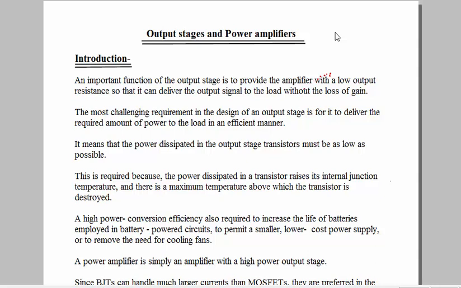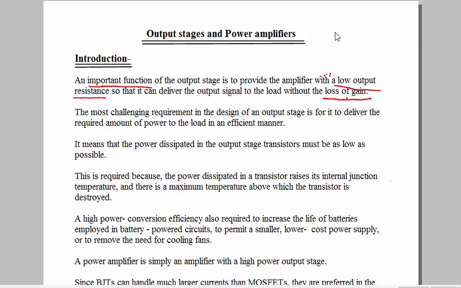Hello friends. So today we are going to start a new chapter, which is the output stages and power amplifiers. Okay, so let us begin with the introduction. What is the main function of the output stage? The important function of the output stage is to provide the amplifier with a low output resistance so that it can deliver the output signal to the load without the loss of gain.